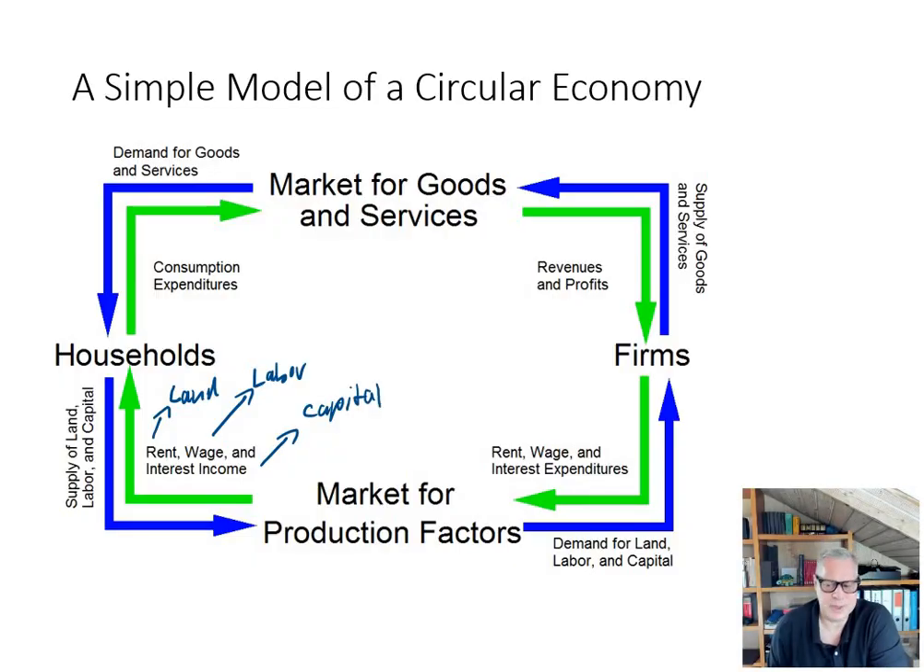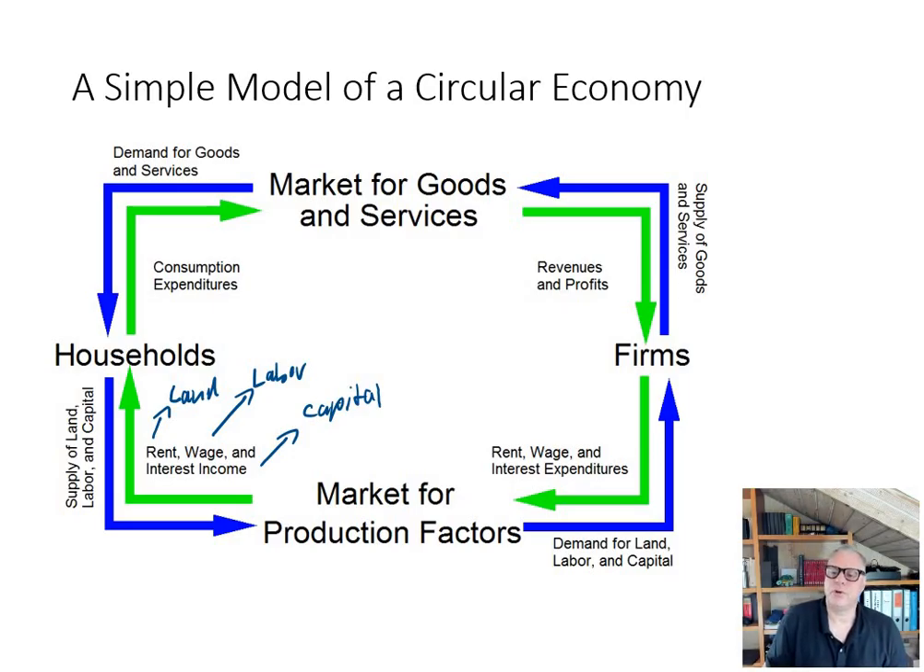So in economics we have only three production factors: land, labor, and capital. And we also have different names for the income that they receive, and those terms are rent for land, wage for labor, and interest for capital. Okay, so the households supply land, labor, and capital and receive rent, wage, and interest income. And for the firms, those are of course rent, wage, and interest expenditures.